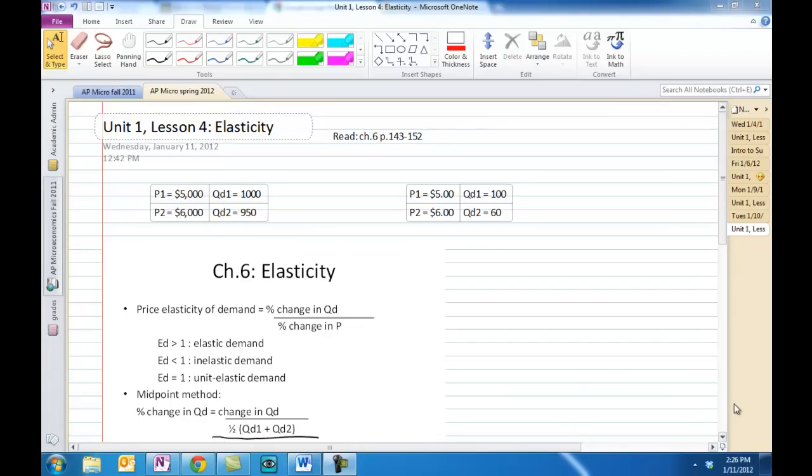Welcome to Lesson 4 on the topic of elasticity. Elasticity is one of those concepts that we're going to use a lot throughout the semester, so getting to understand it now is going to pay dividends throughout. So here we go. I'm going to give two examples to get us started on the concept.